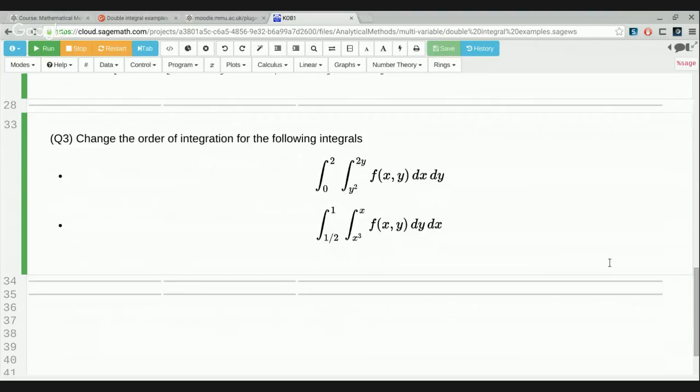Well, that's what I'm asking you to do, but you have to handle what happens to the limit. You have to first sketch the region that you're integrating, and then see how it would look when you change the order of integration.